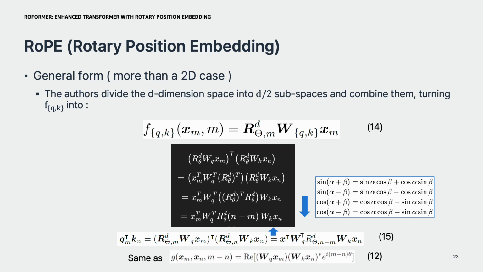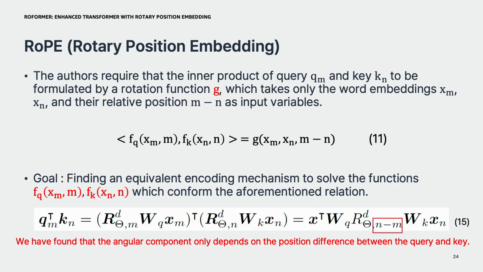As a result, the inner products of the query and key can be formulated by a rotation function, which takes only the word embedding and their relative position as input variables. In the end, the method derives an equation based solely on relative position using the rotation function without requiring any additional training. This approach has three major advantages.